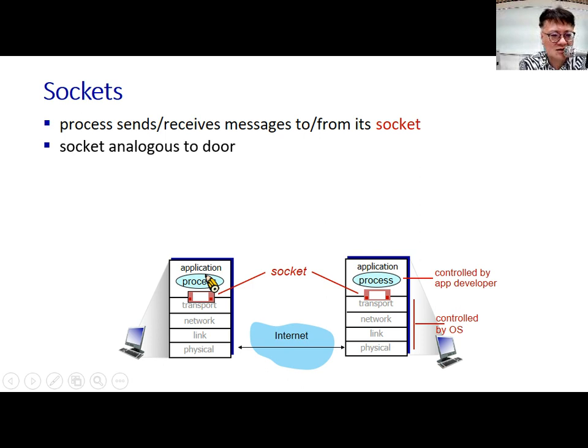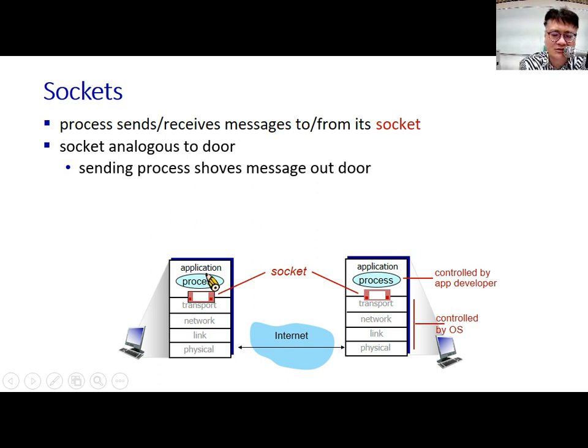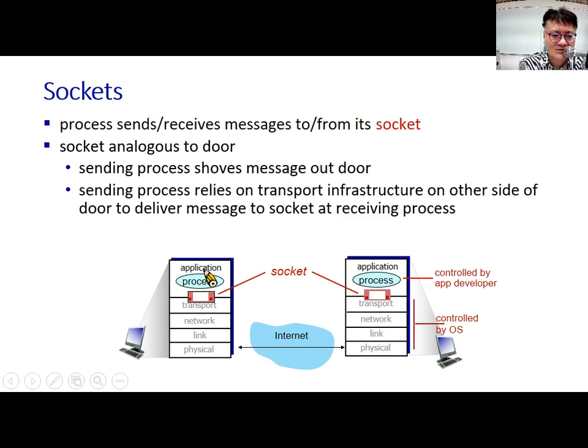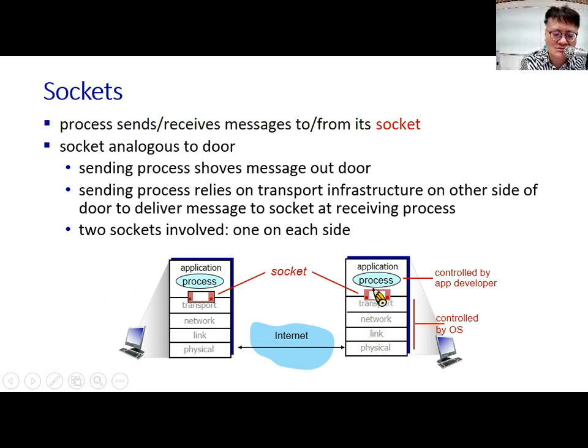So a socket is analogous to a door. The sending process shoves the message out the door. The sending process relies on the transport infrastructure on the other side of the door to deliver the message to the socket of the receiving process, right? So two sockets are involved, one on each side.